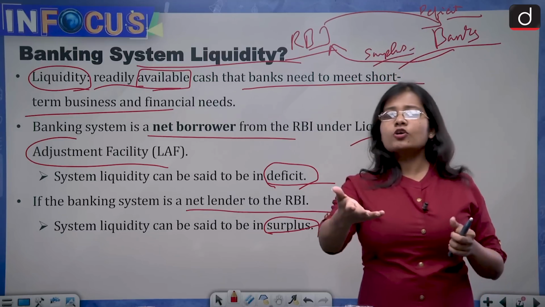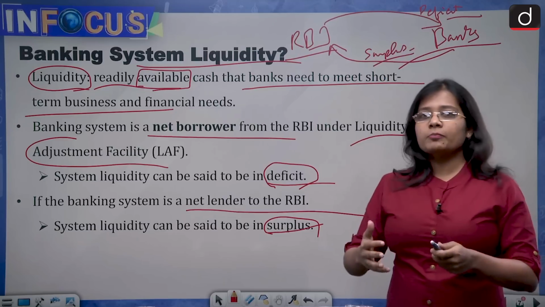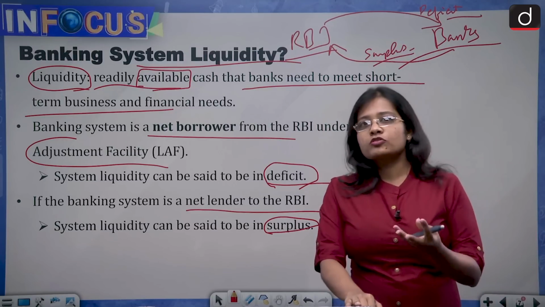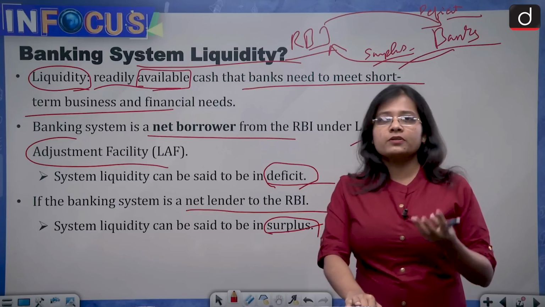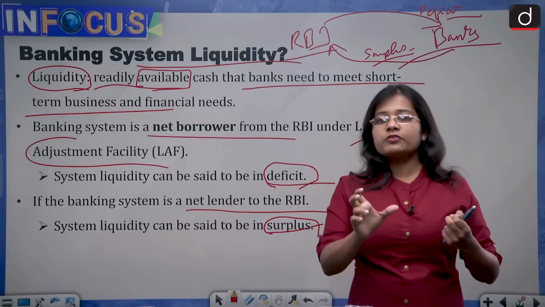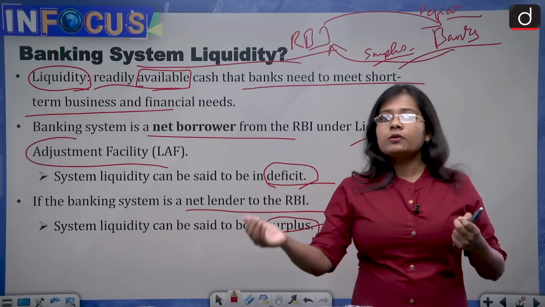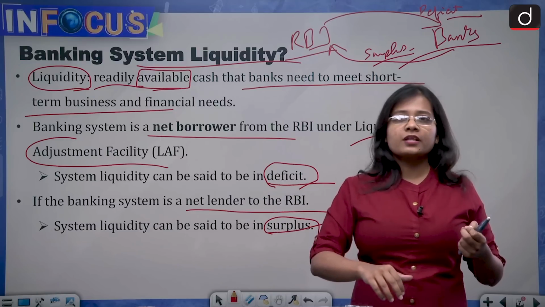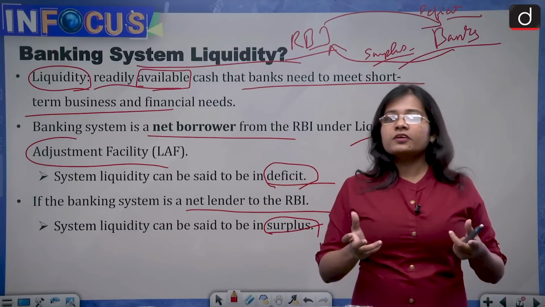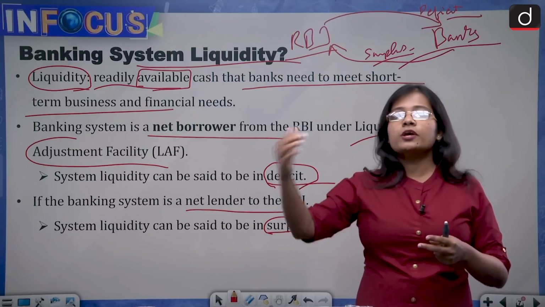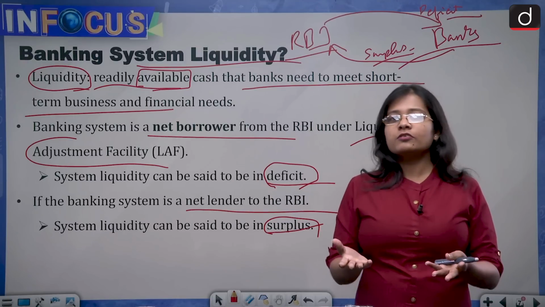See, you can take your own example also. For example, you want to buy something which is 5 rupees and you have only 3 rupees, so you have a deficit of 2 rupees. So what will you do? You will take that 2 rupees from someone else. That is called the deficit, because you have the deficit and you have to take money from someone else.